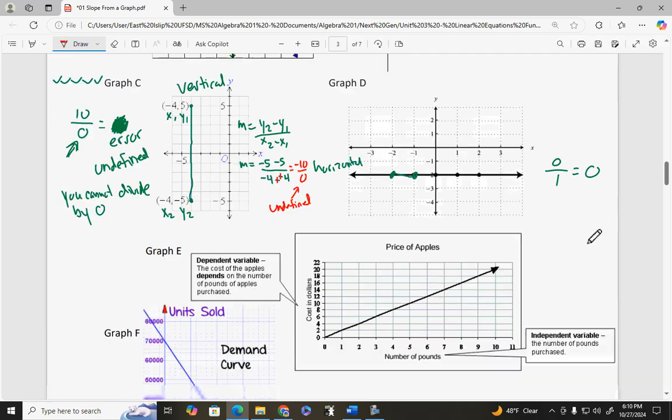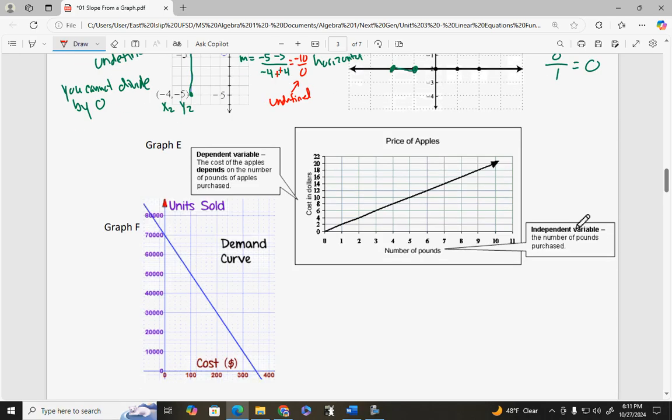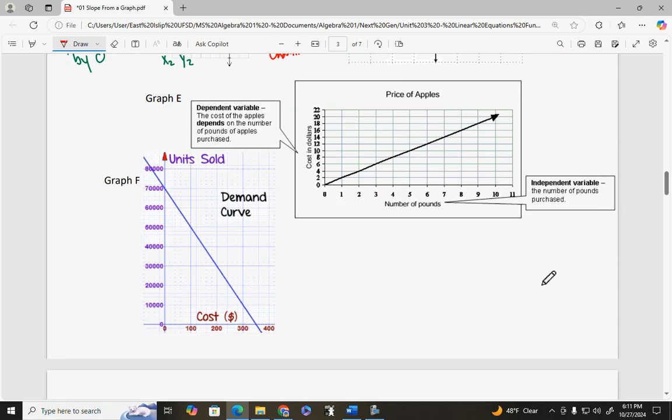I do want to get to graph E and F, because notice the scales on here. Do you see it starts at 0, and then right here it's at 10,000, right? So the scale doesn't go by ones. Therefore, you can't count boxes. Be careful with counting boxes. Each box doesn't stand for one. Okay, so you have to be super, super, super careful.